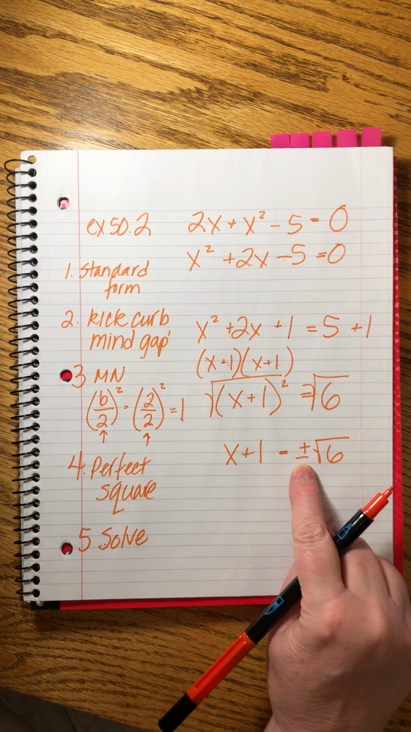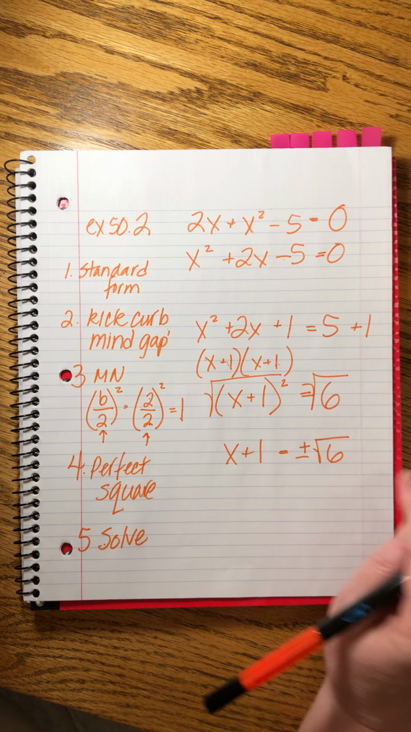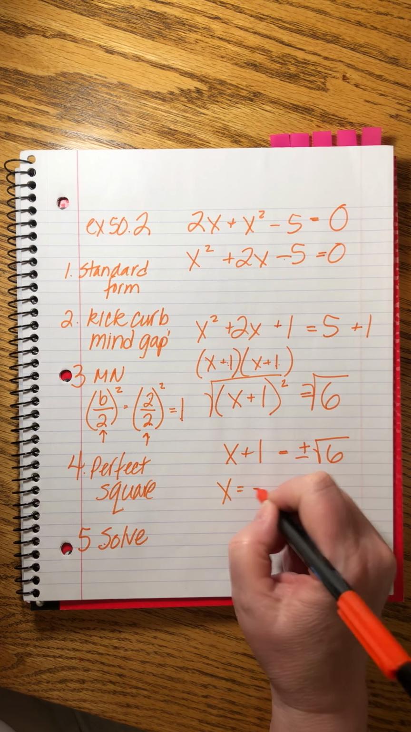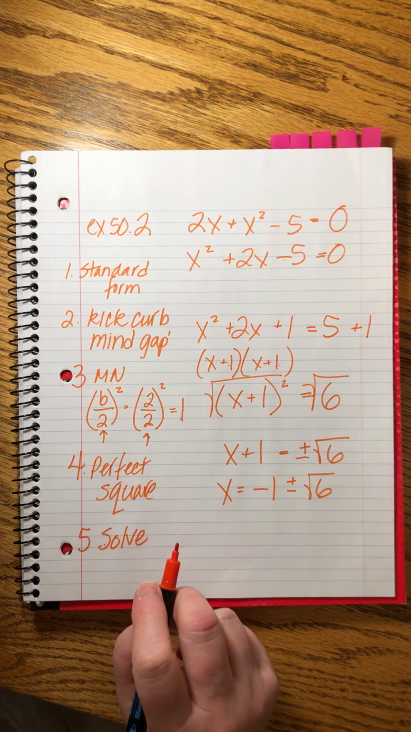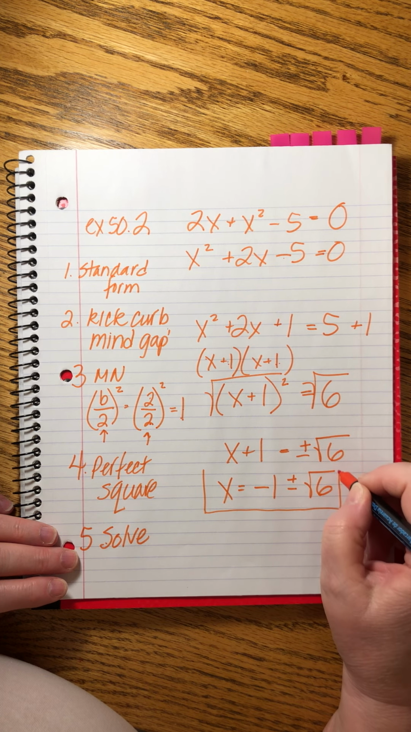We always put the plus or minus, because when we're taking the square root, it could be a negative or a positive square root. We're going to subtract that 1 over, so we get x equals minus 1 plus or minus the square root of 6. How does it feel to get the right answer? Feels pretty good to me.